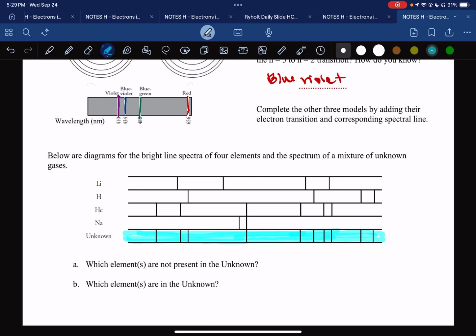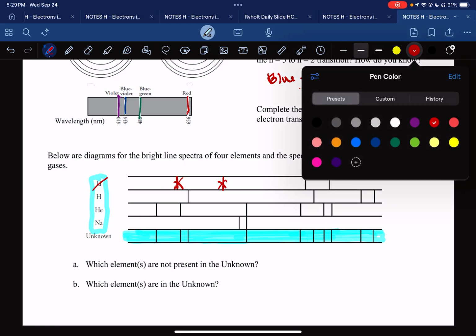So here we have a whole bunch of different elements. We're looking at lithium, hydrogen, helium, and sodium. And then we have this unknown sample, let's say. We need to figure out which one of these are in our sample. So let's look at lithium. Lithium has one line there and one line here, but I don't see these lines in my sample. They're not there. So right away, I know lithium cannot be one of the elements in my sample.